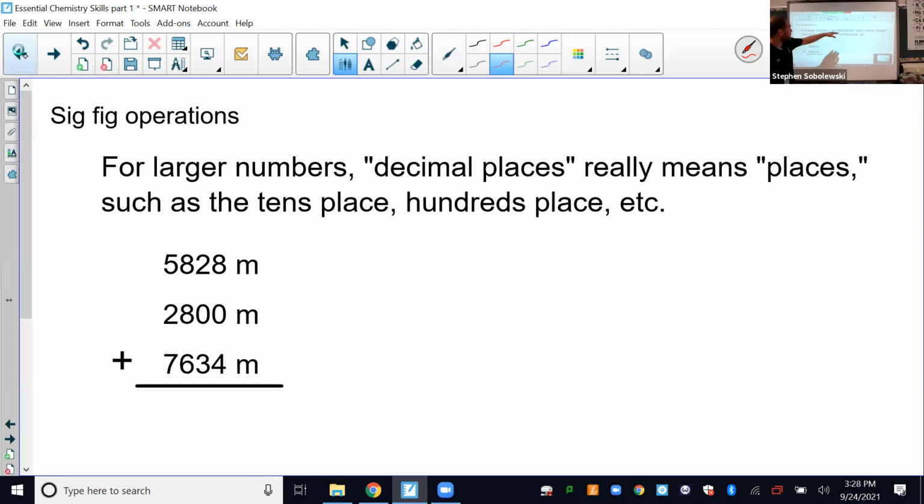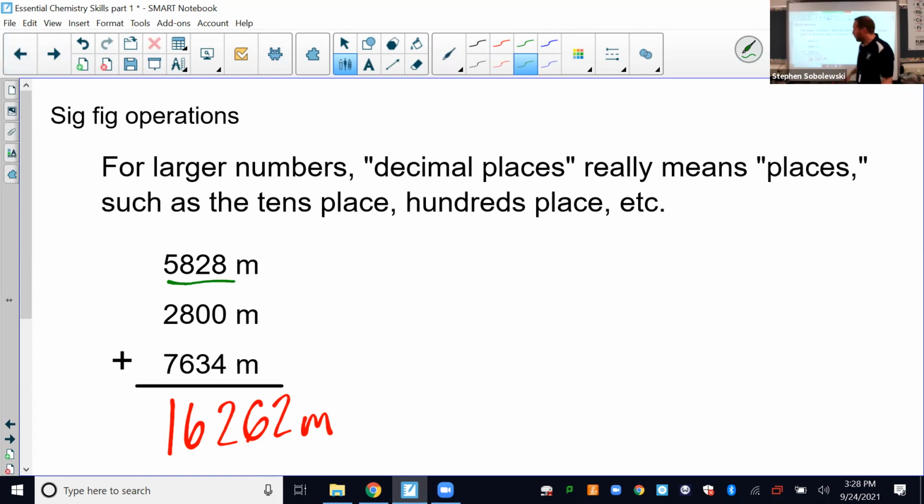All right, for larger numbers, decimal places really just means places, really for all numbers, such as the tens place, hundreds place, etc. So look at these large numbers here. When I add these up, this one plus this one plus this one, I get 16,262 meters. Now let's see where I'm limited.